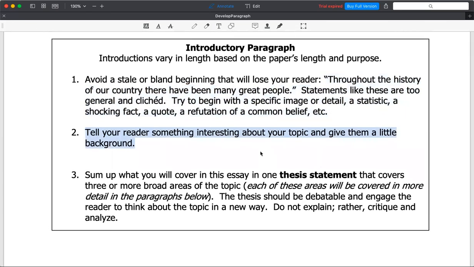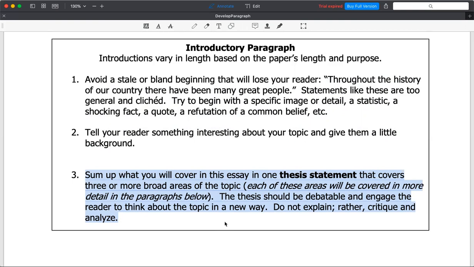And then at the end of your introductory paragraph, you need to sum up what you will cover in this essay with your thesis statement. In IELTS tests, general and academic modules both, if you do not have a thesis statement, you get band 5 and below. If you have the thesis statement, you take a position. You cannot support both sides of the argument.